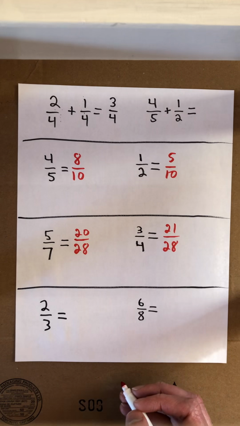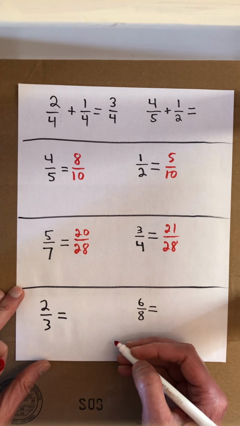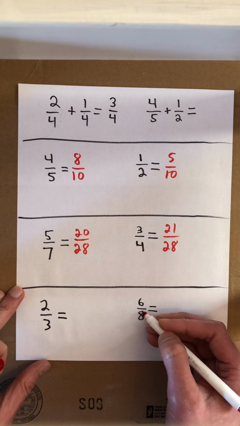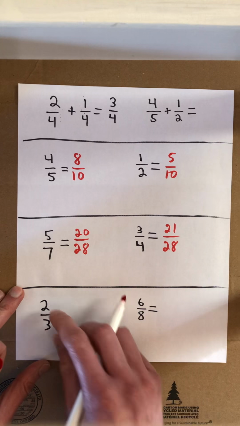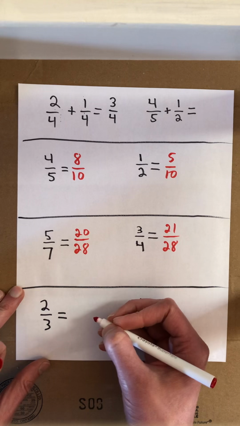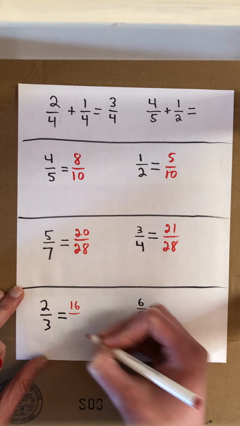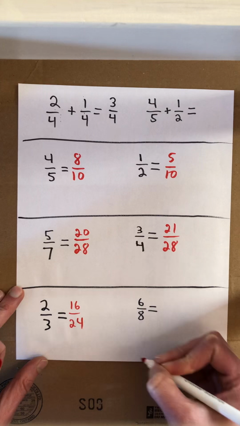Let's do one more example here. So I've got 2/3. I'm going to use the bottom number of the other fraction's denominator as the thing I'm going to multiply the top and bottom by. So I'm going to use 8. 2 times 8 is going to be 16, and 3 times 8 is going to be 24.